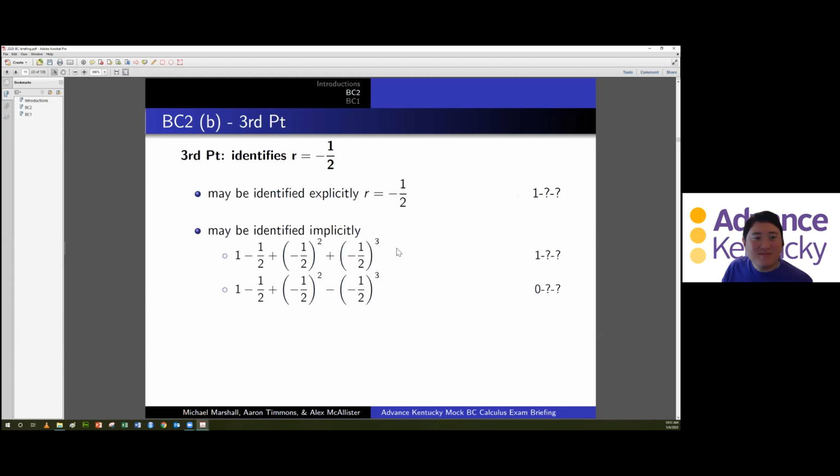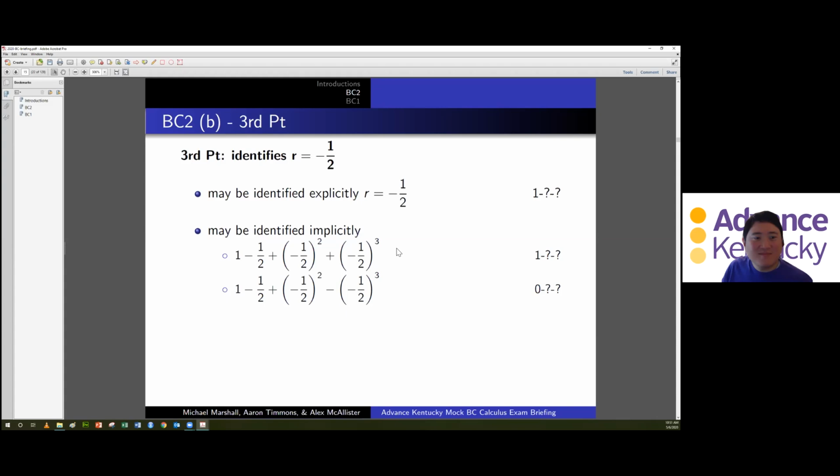sorry, I'm just flipping over the page for myself. Right, we've got the 1 minus 1/2 plus 1/4 minus 1/8. If the student goes on and re-expresses that quarter and that eighth, the -1/8, in terms of this -1/2, we're going to allow this. Think of that as the student expressing to us that they've recognized that the r is -1/2 in this geometric series.